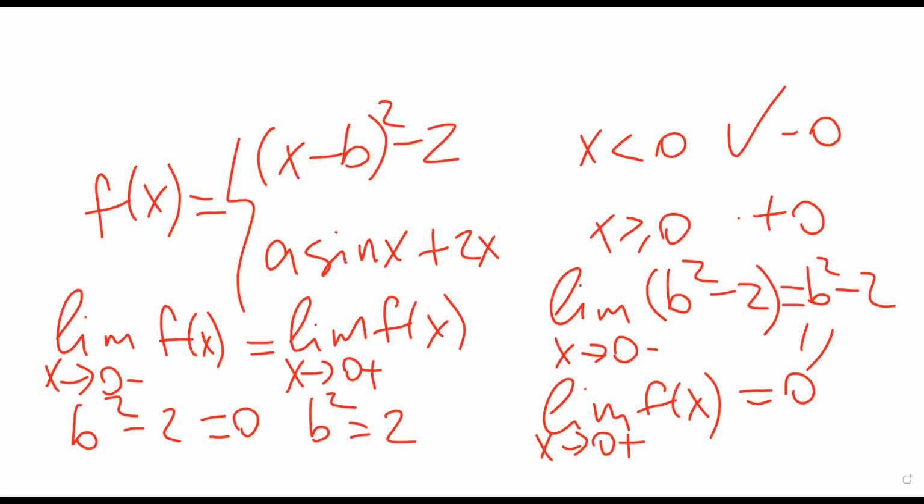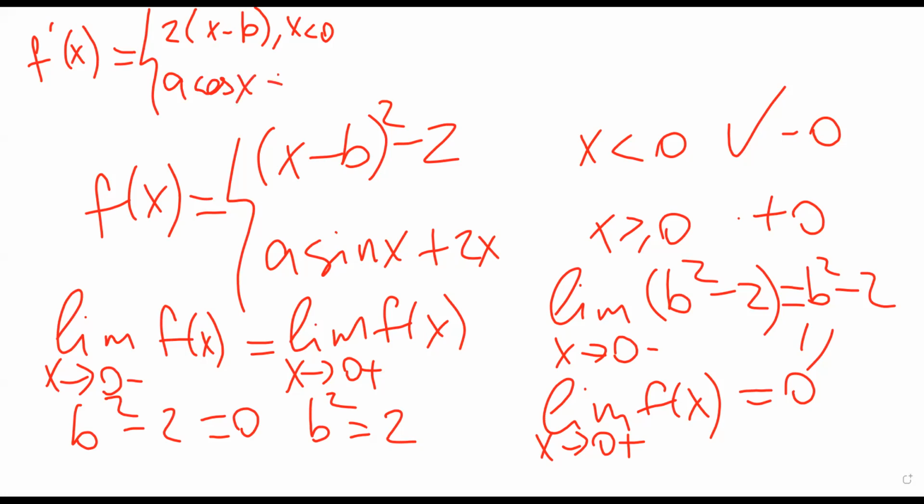Now we need to do the same work with derivatives, one-sided derivatives. Do you understand me? The derivative f prime of x, computed separately for each part, will be 2 times (x minus b) multiplied by 1, where x is less than 0. The next one is a cosine x plus 2, where x is greater than or equal to 0.